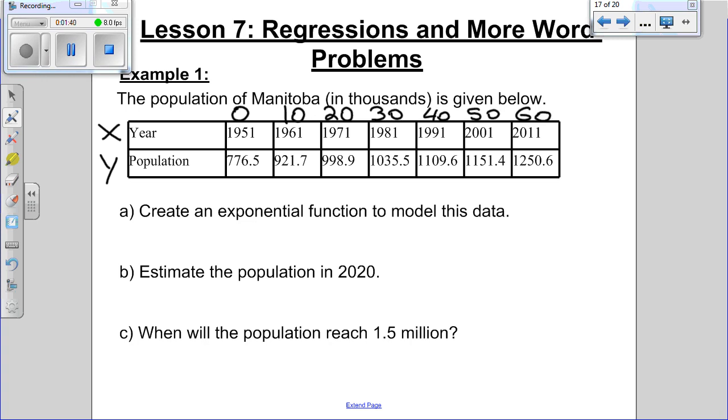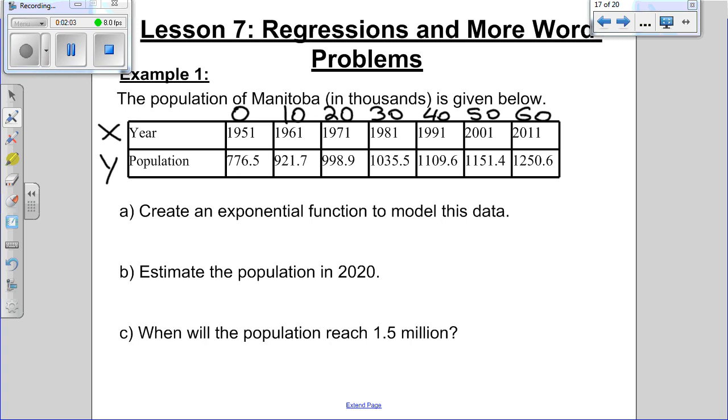If you had said that this was year 1 instead of year 0, then you would have had to do 11 and 21 and 31. That's why we always start with 0 as our year. So I'm going to go 0, 10, 20, 30, 40, 50, 60. In Y2, or list 2, I'm going to put all these populations.